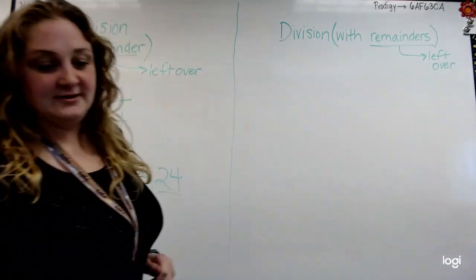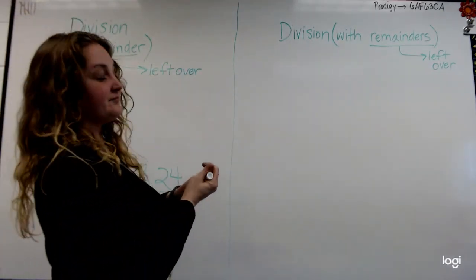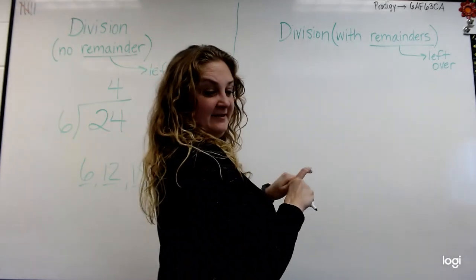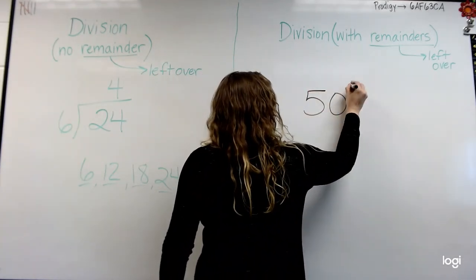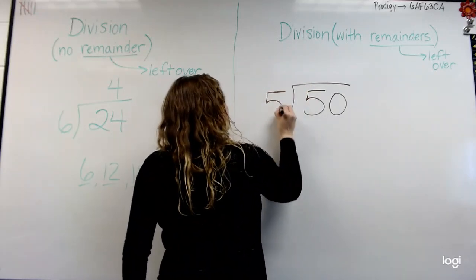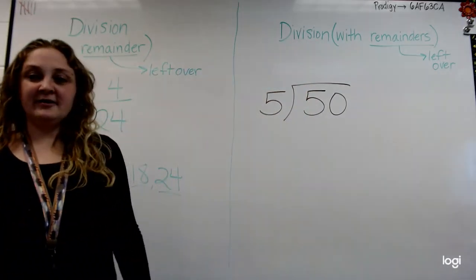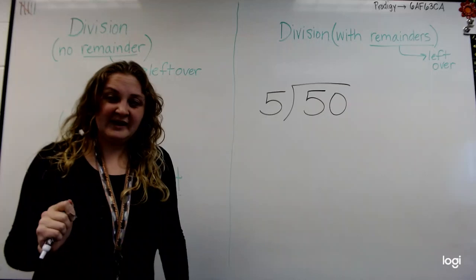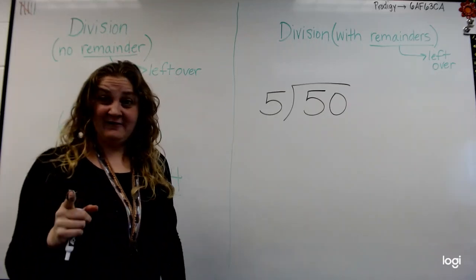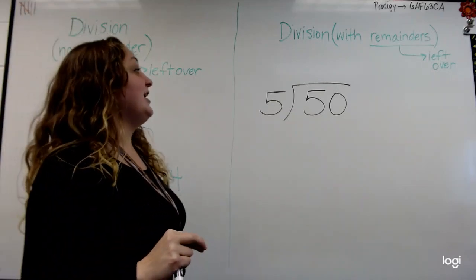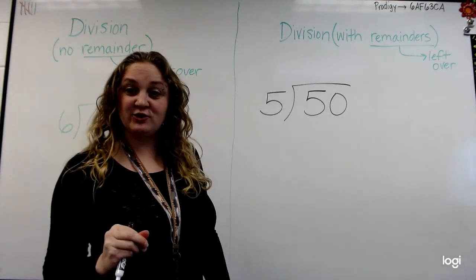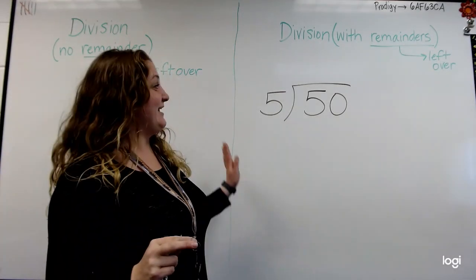All right, let's try one more. 50 divided by 5. Huh. Some of you might be thinking, wait a minute, that should work out evenly and we wouldn't have any left over. And you are right. But on your math worksheets, there are certain ways you have to show your work. I want you to understand how it's done.